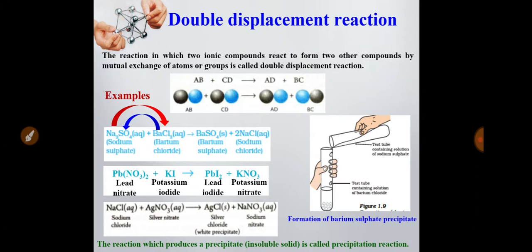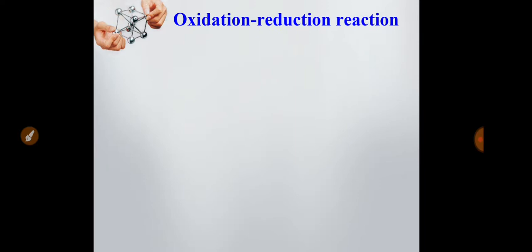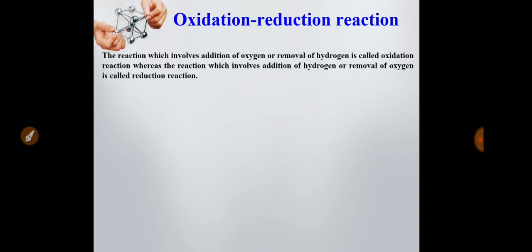So now I will discuss the next reaction, which is the last type of reaction, that is the oxidation reduction reaction. This reaction is also called redox, reduction oxidation. From the name it is seen that there will be some oxidation process and some reduction process. Now the question will come: what is oxidation and what is reduction? The addition of oxygen or removal of hydrogen is called the oxidation process, and the reverse case, the addition of hydrogen and removal of oxygen, is called the reduction process.